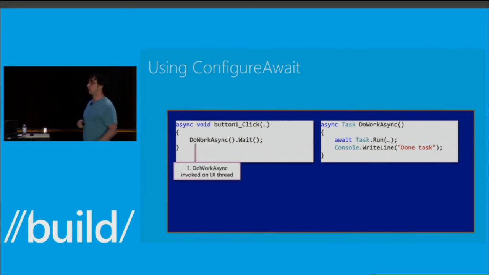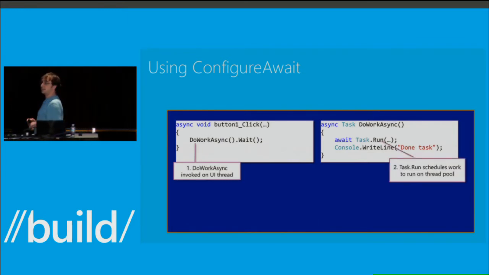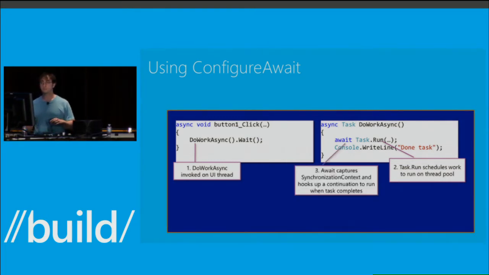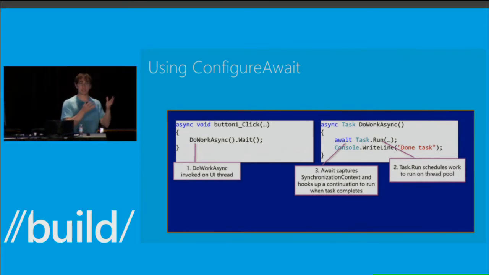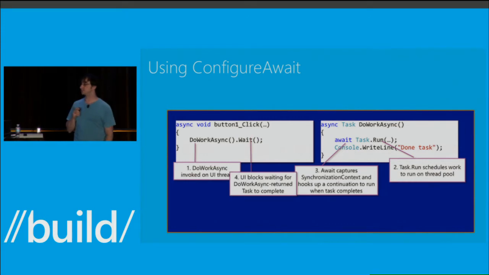Well, we invoke do work async. This is invoked on the UI thread. We enter do work async. This causes work to be spun off onto the thread pool. Great. Task.run returns a task object, which we then await. And await captures that synchronization context for the UI thread and hooks up a continuation to this task such that when the task completes, it'll post back to that synchronization context. We now return back to button click, which calls .wait, blocking the UI thread.